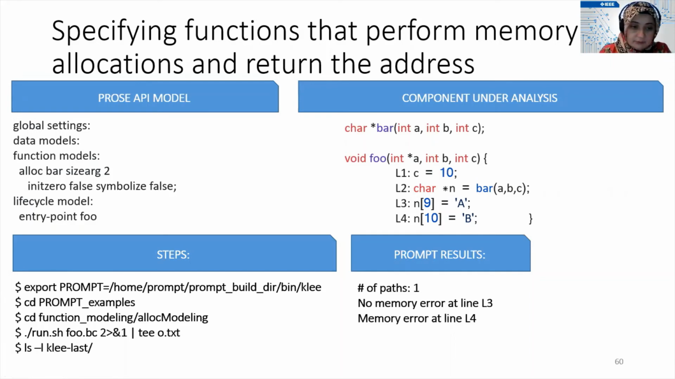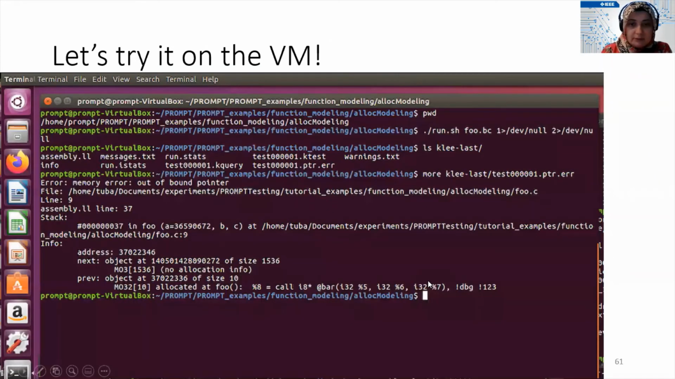If you go to the function modeling subdirectory and alloc modeling, you will be able to reproduce this error, which will be stored in this file, and it will give you the address. As you see, it's a concrete address because we were using a concrete index.